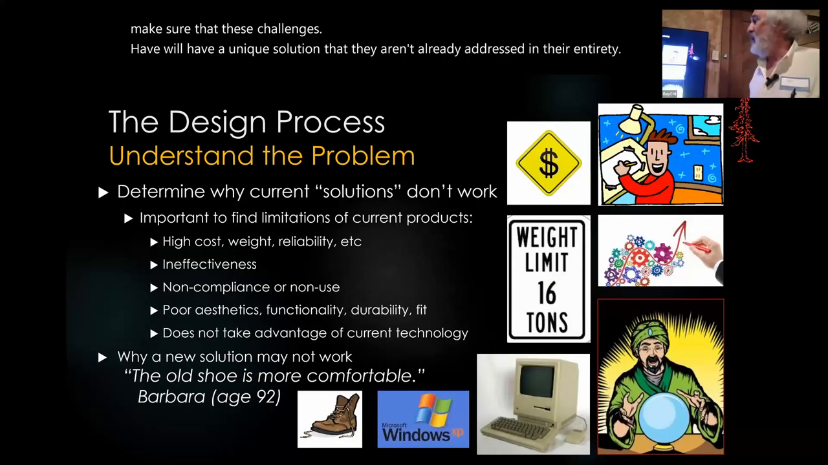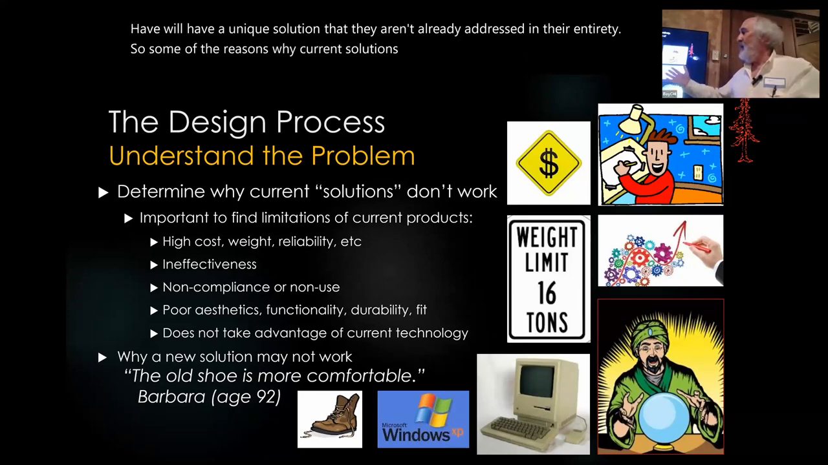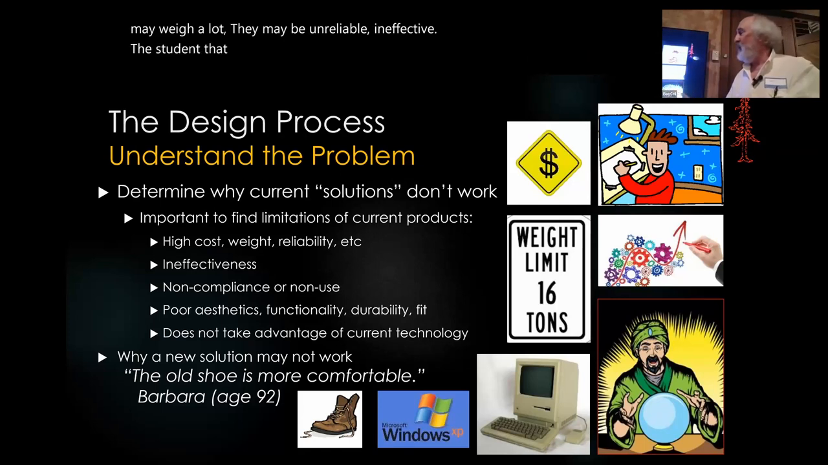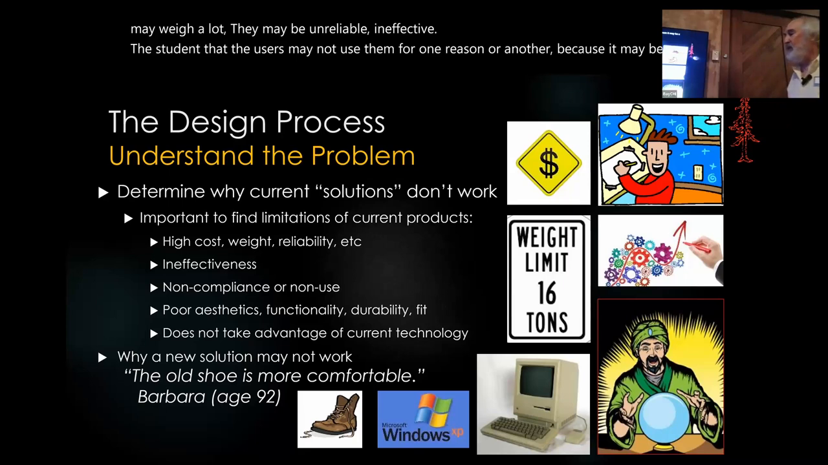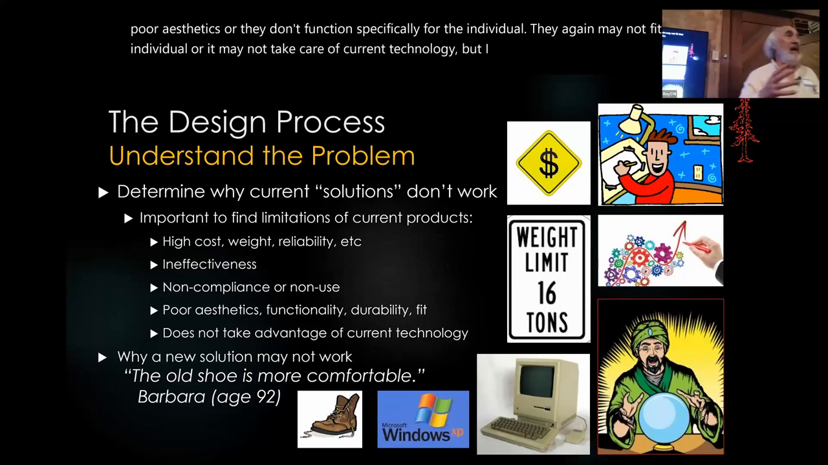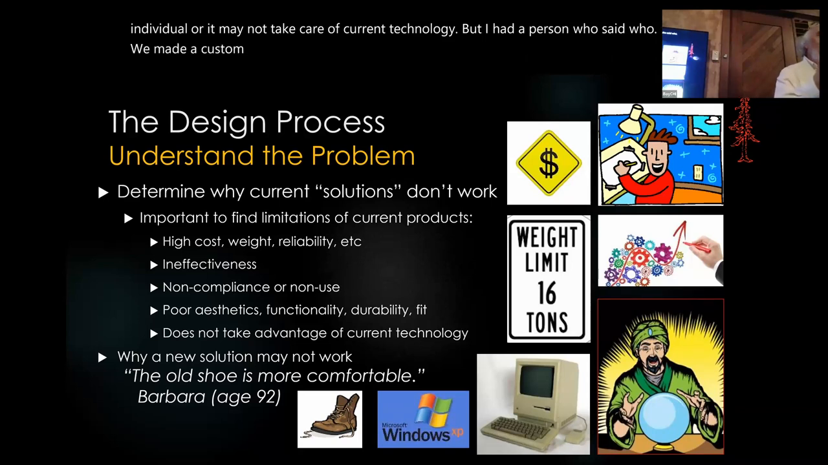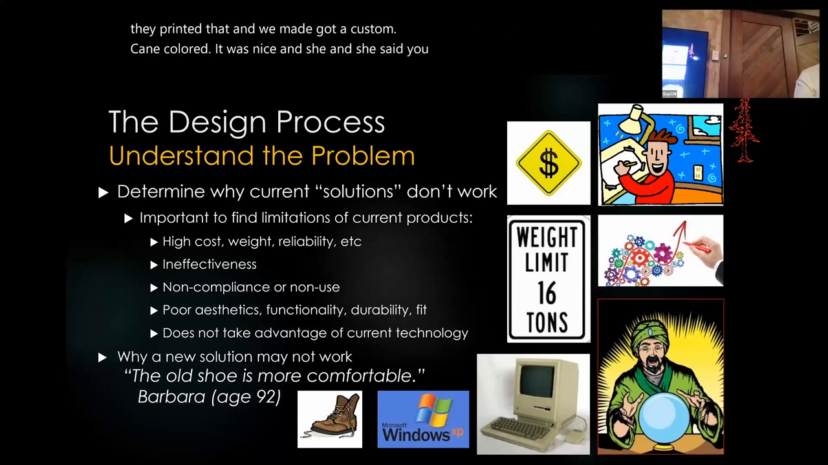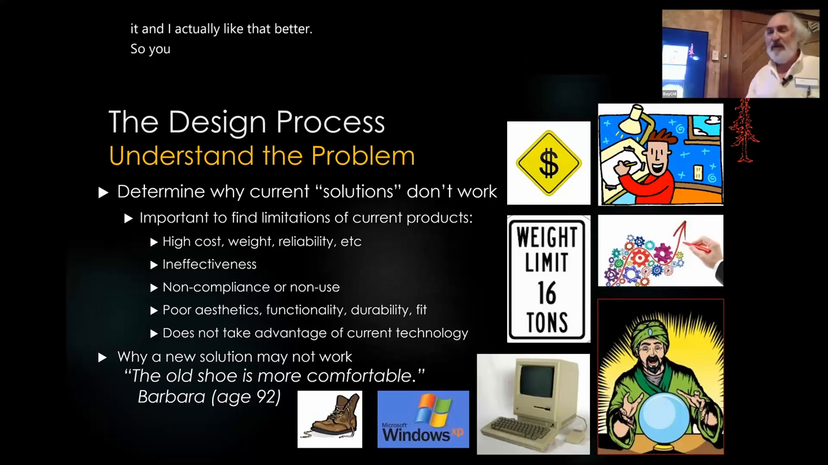Some of the reasons why current solutions don't work: they may cost a lot of money, they may weigh a lot, they may be unreliable, ineffective. The users may not use them because of poor aesthetics, or they don't function specifically for that individual. They may not fit that individual, or may not take advantage of current technology. But I had a person we made a custom walking stick for. We took a mold of her grip, 3D printed that, got a custom cane and colored it, and it's nice. And she said, I have this cane that I made that has duct tape on it, and I actually like that better. So you can't tell. Sometimes people like what they're using better.